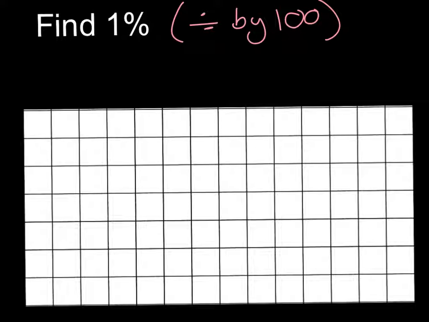Okay, so finding 1%. If you think about it, 100 lots of 1% would make 100%. Therefore, to find 1%, you divide by 100. Okay, so let's have a look at the question.